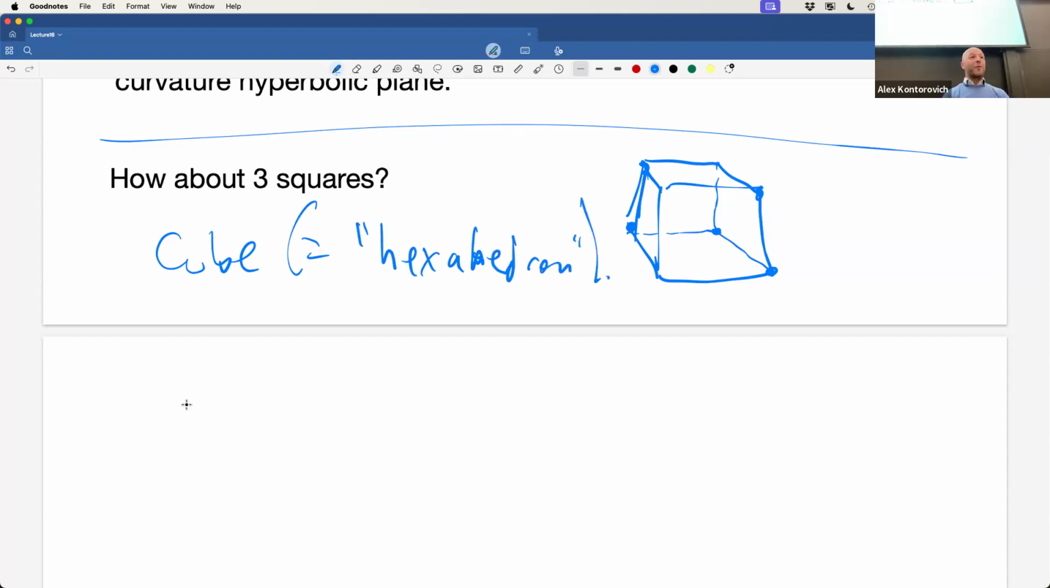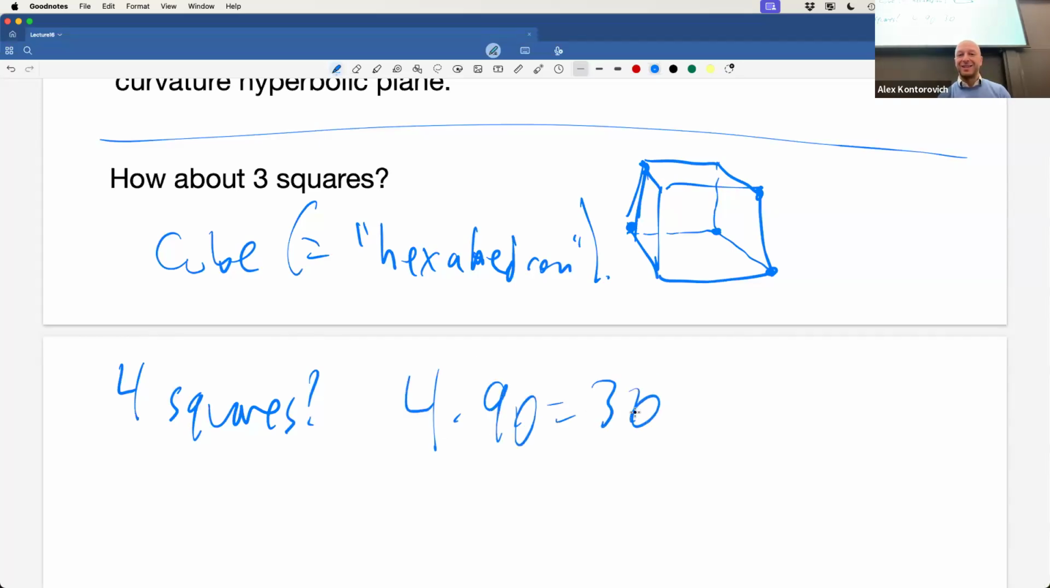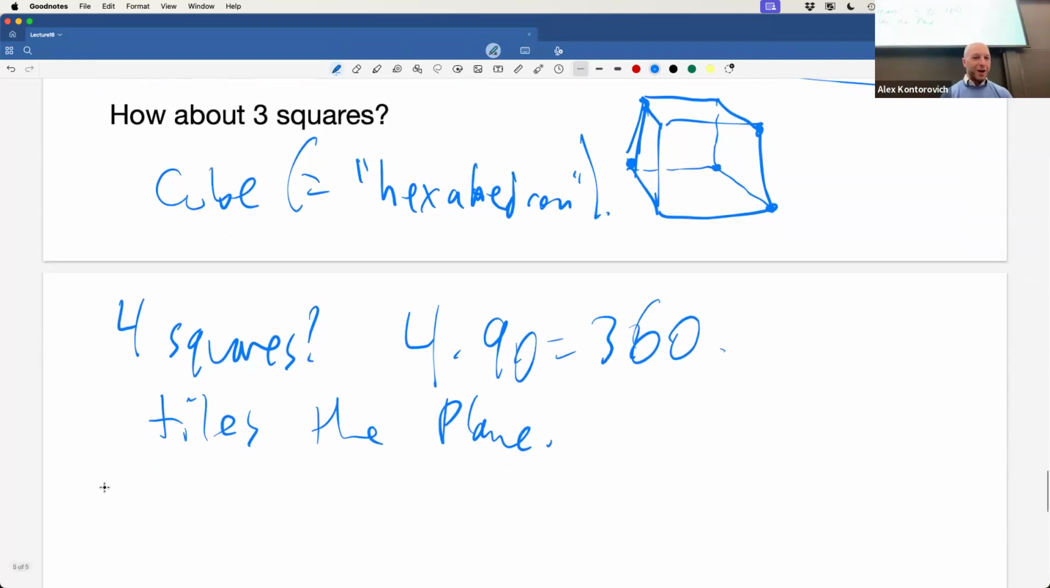All right. How about 4 squares? What's the total angle when I put 4 squares together? 360. 4 times 90 is 360. So we'll tile the plane. Okay, tiles the plane. And of course, 5 squares will take me into hyperbolic. Okay, so that's it for squares.